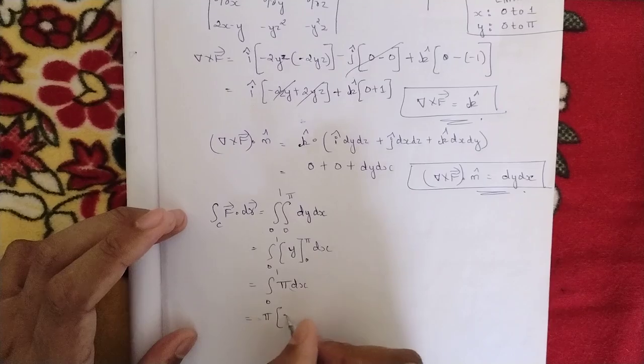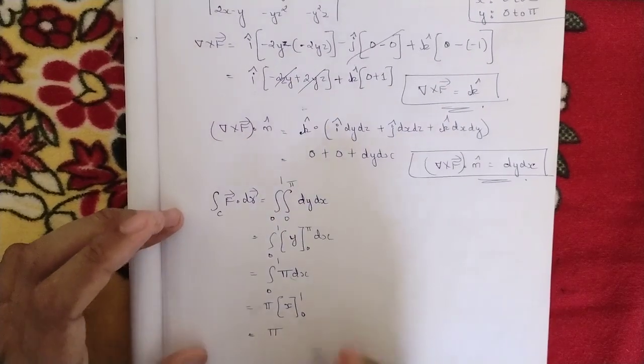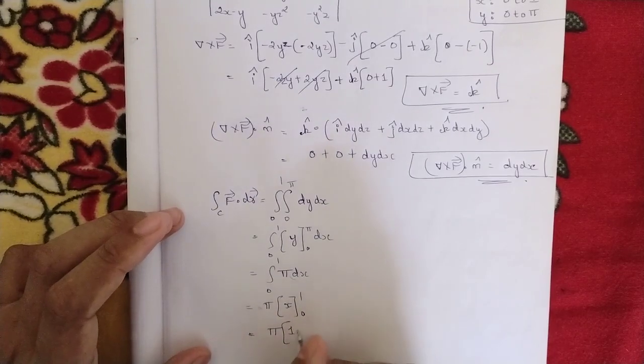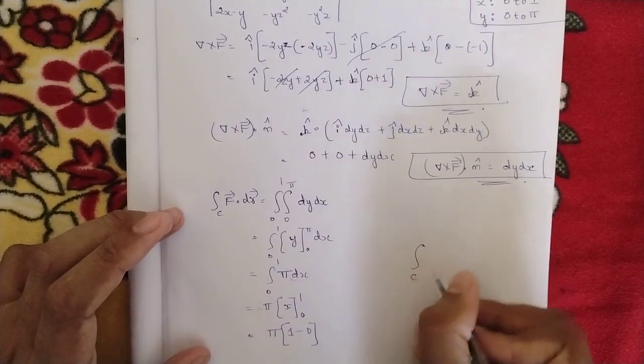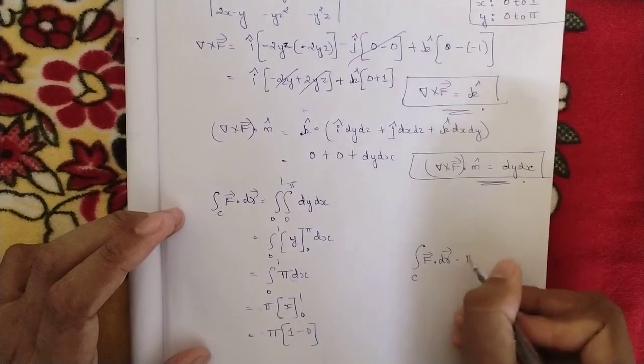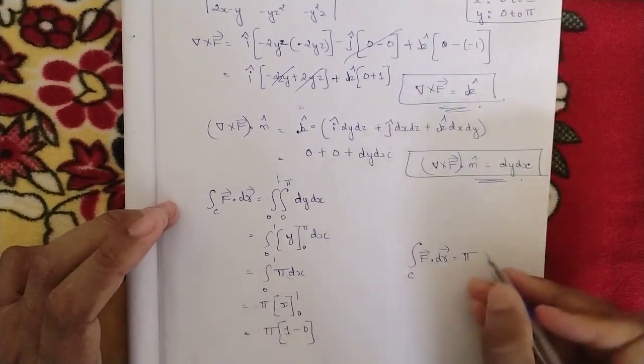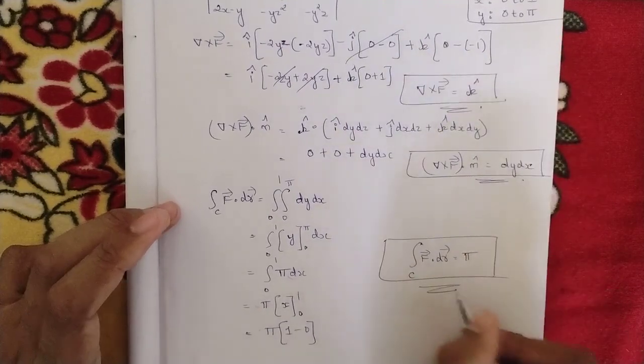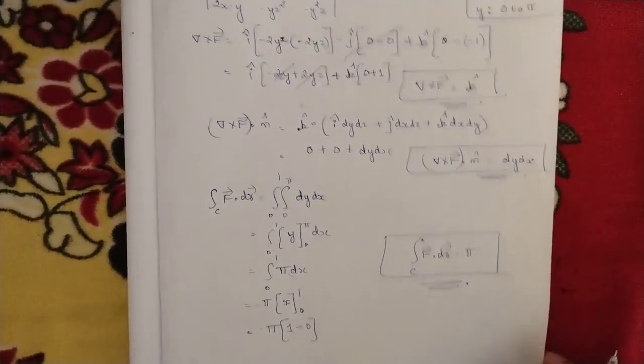And integration of dx is x only from 0 to 1. So pi into upper limit 1 minus 0. So our answer is f dot dr is equal to pi. Pi into 1 is pi. So this is our answer which we have solved using Stokes theorem.